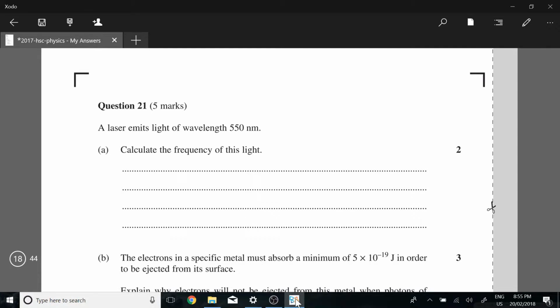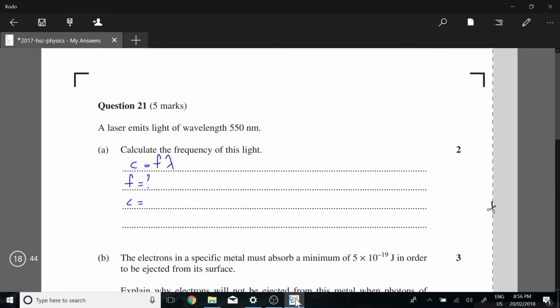So, question 21 I'll start with. A laser emits light of wavelength 550 nanometers. Calculate the frequency of this light. So, first equation we need for this one is c equals f lambda. And this says that the speed of light, c, is equal to the frequency of that light multiplied by the wavelength. So the question is asking, calculate the frequency. So that means that is going to be the subject of our equation.